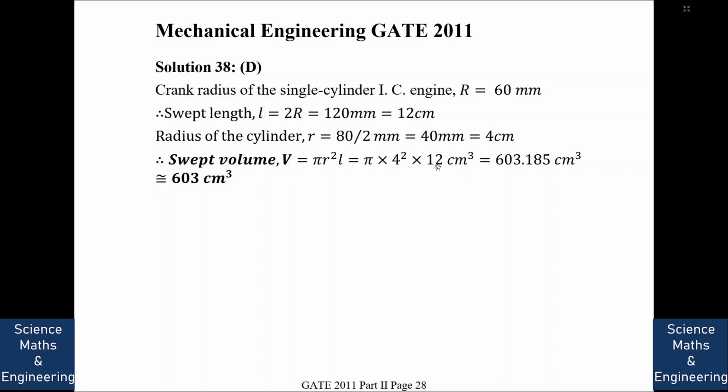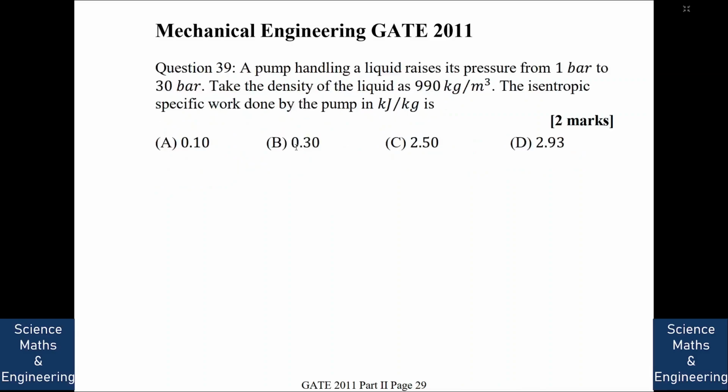So swept volume would be, radius is there, so pi r square is the cross sectional area, into length, would give us the swept volume, that is pi into 4 square into 12, which is equal to 603. So our answer is 603 centimeter cube. So we'll go to the next question.